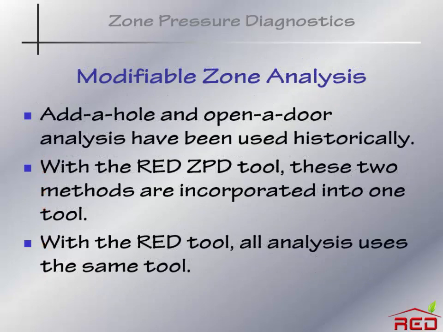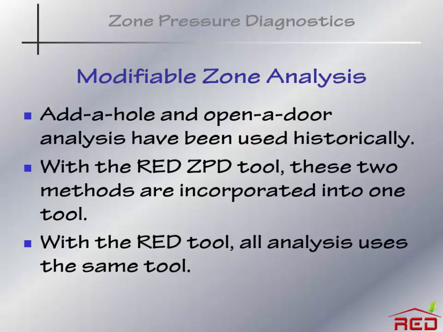I want to put calculation aids used for a modifiable zone analysis in perspective. Historically, the add a hole method and the open a door method have been used. Less important has been the vent method, which fell out of favor pretty quickly because of its inaccuracy. I'm going to show you some calculation aids that have been used for add a hole and open a door.